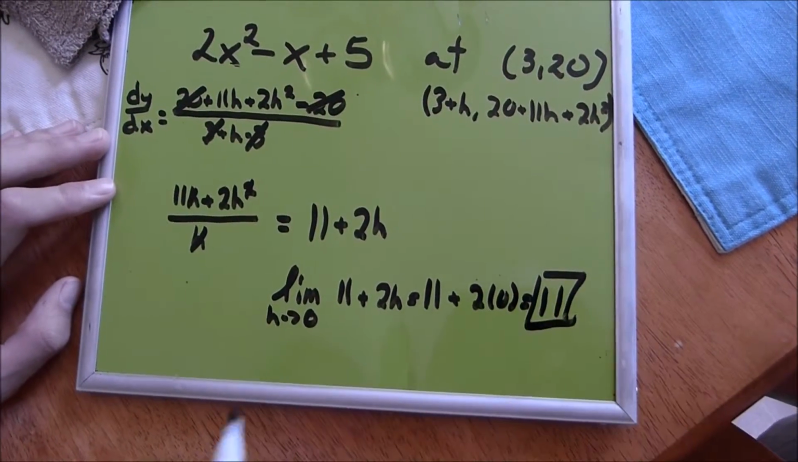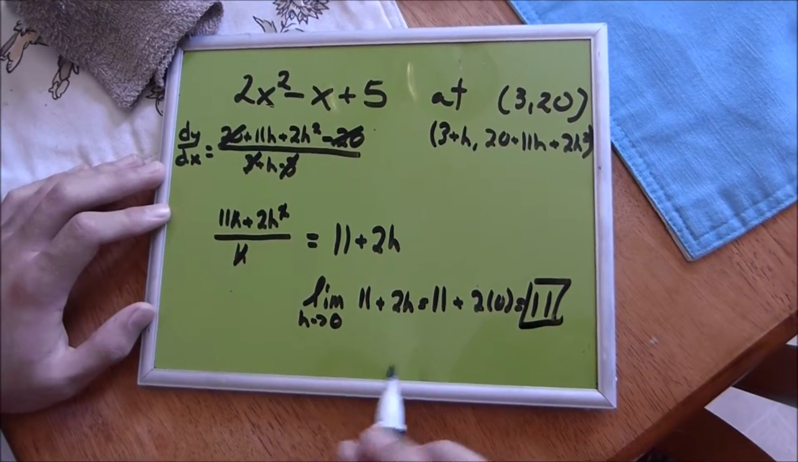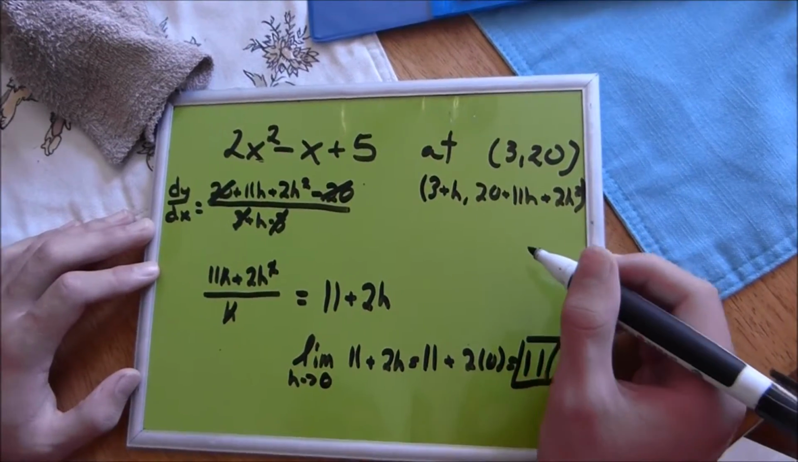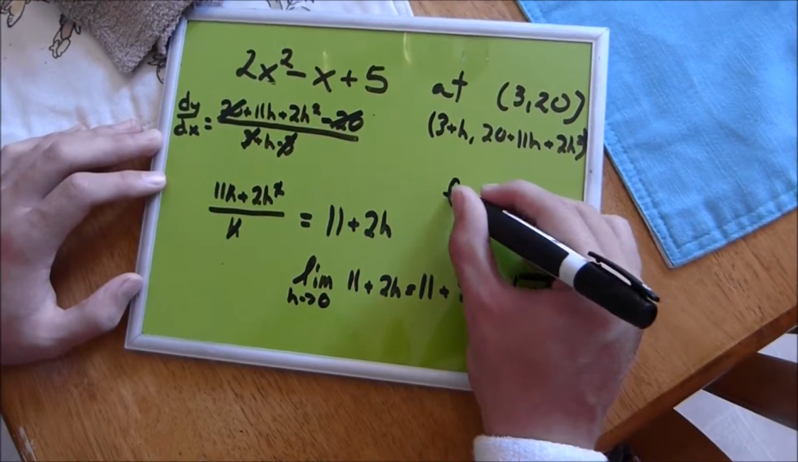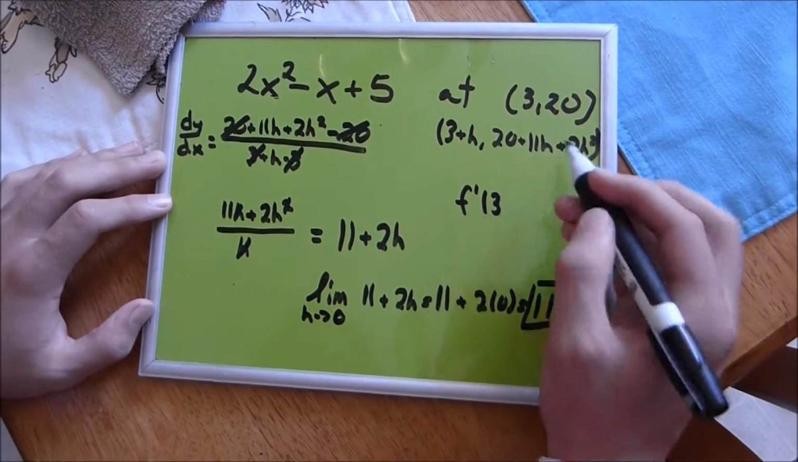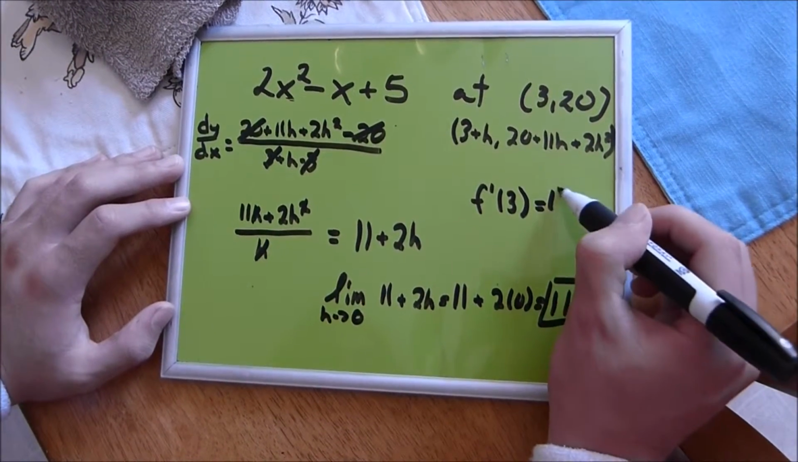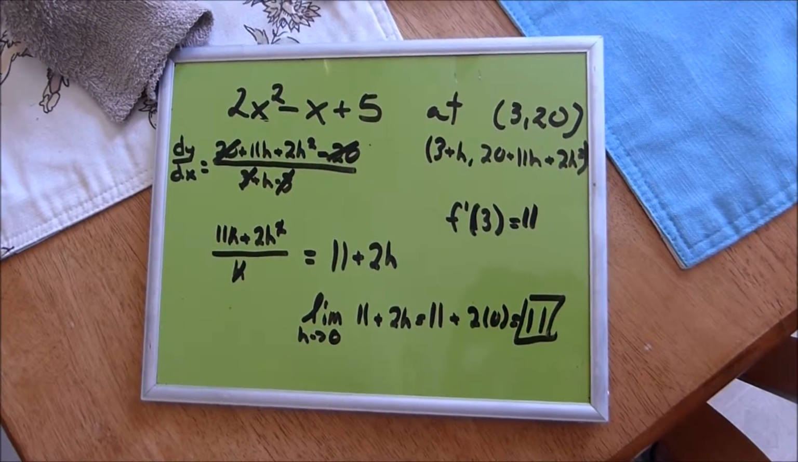So how would you write that? The wording would be f prime of 3, since that's the x value, equals 11. And that's your answer to find the derivative.